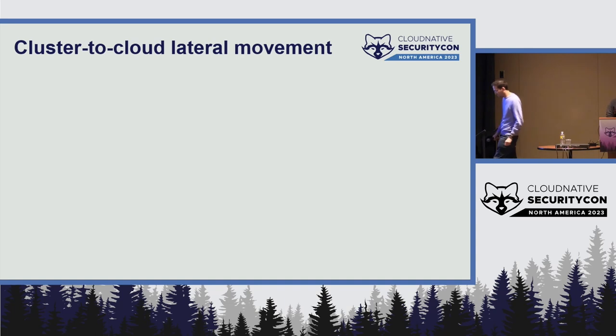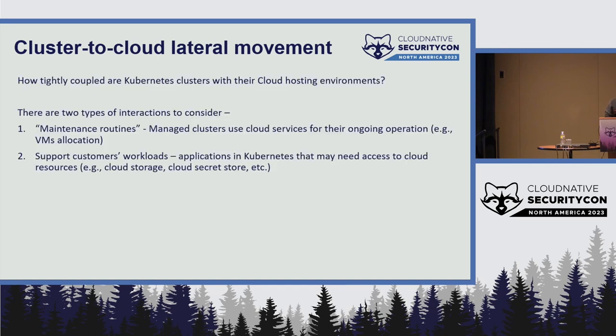Thanks, Yossi. So after we talked about lateral movement inside Kubernetes clusters, we will now move on to the second topic, which is lateral movement from cluster to cloud resources that are outside of the cluster. Let's try to assess the imminence of an attacker pivoting from a cluster to the underlying cloud environment.